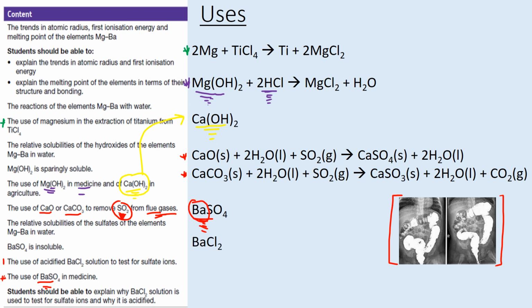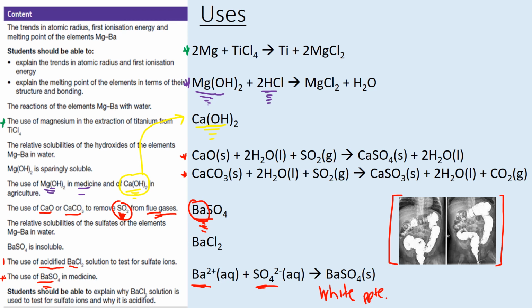Moving on, it says here the use of acidified BaCl2 to test for sulfate ions. You actually saw this at GCSE, that you use barium ions to test for sulfate ions, and you get a nice white precipitate of barium sulfate. That's showing that barium can be used to test for sulfate, because if the sulfate ions are present, you will form a white precipitate. And it says here the use of acidified. It does need to be acidified, so you need to add acid to it, because the acid will remove any impurities that may also form a precipitate with barium. So that's to remove the impurities.